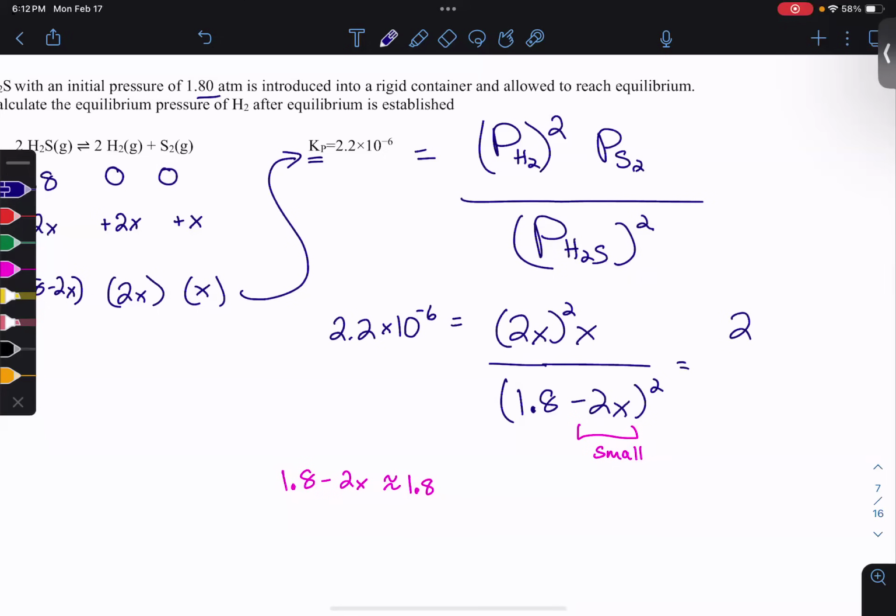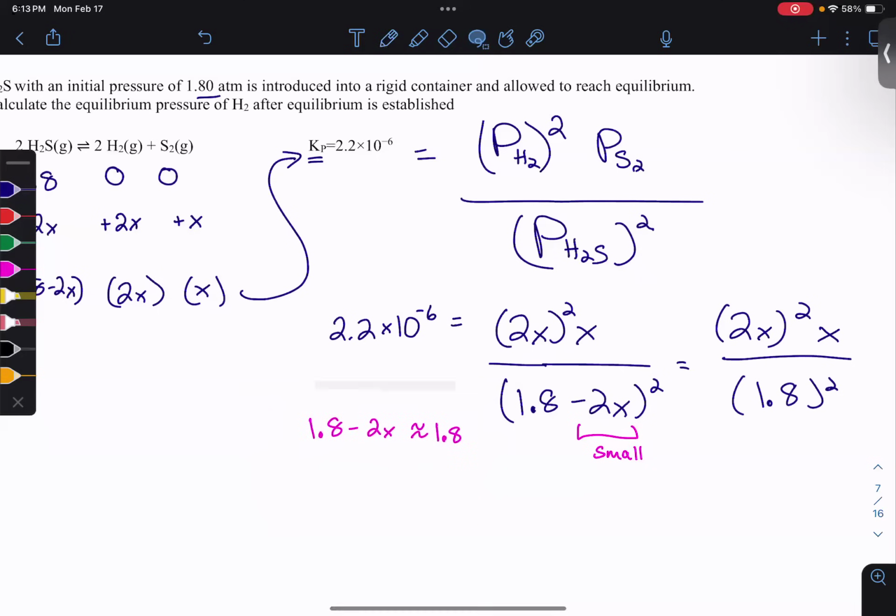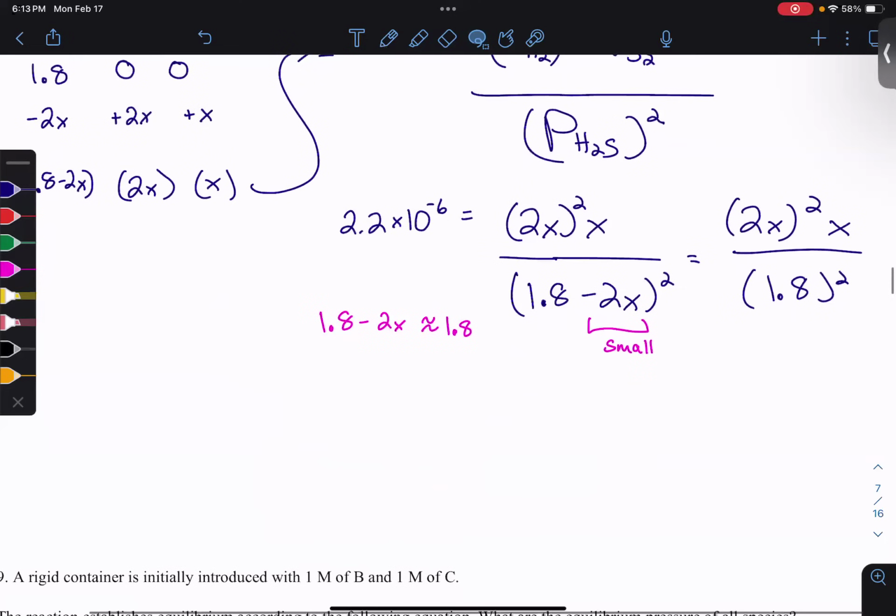Then this becomes 2x, that whole thing squared, with an x tacked on the end, over 1.8, that whole thing squared, right? And then that is a lot easier to solve. That does not require the quadratic at all. I think you just have to do a cube root. That's it. That's all you have to do, all right? So let's solve this. Okay, this is the approximation that I made. Okay, let's do this math. Okay, but you gotta be real careful.